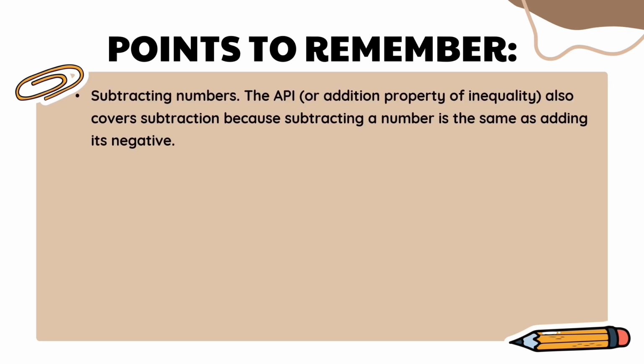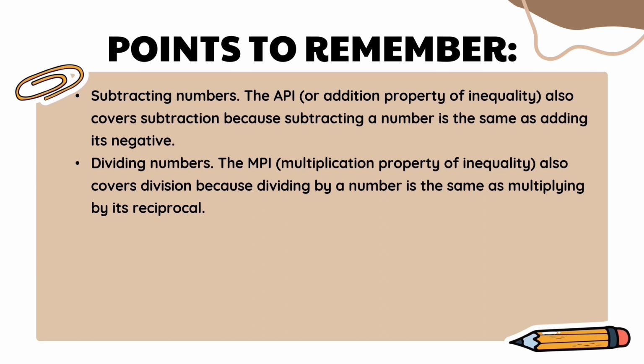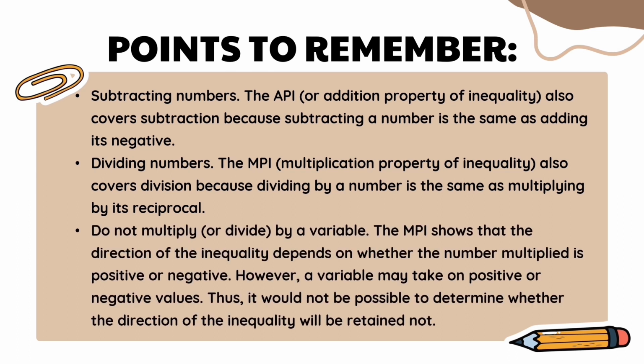So don't forget those 4 properties of inequality. And points to remember: first is subtracting numbers. The API, or the addition property of inequality, also covers subtraction because subtracting a number is the same as adding its negative. Dividing numbers, the MPI, or multiplication property of inequality, also covers division because dividing by a number is the same as multiplying by its reciprocal. And do not multiply or divide by a variable.